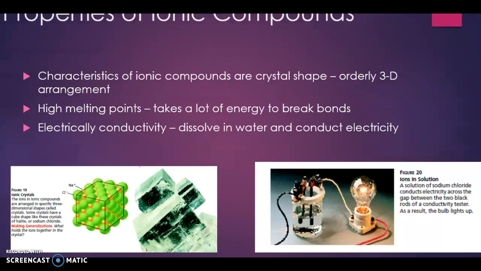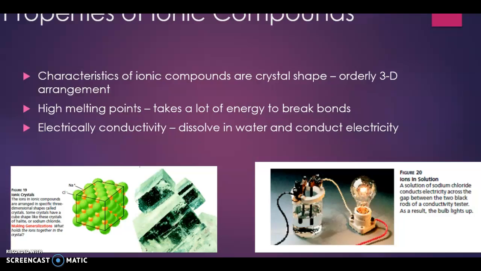Okay, some different properties of ionic compounds. So these compounds, once they're formed, have specific properties about them, just like when we talk about covalent bonded, they're going to have specific properties as well. So the characteristics of ionic compounds are things like a crystal shape, so they're orderly. Okay, so something like a salt crystal. Salt is an ionic compound, and it has a very crystal shape to it, so it's very orderly.